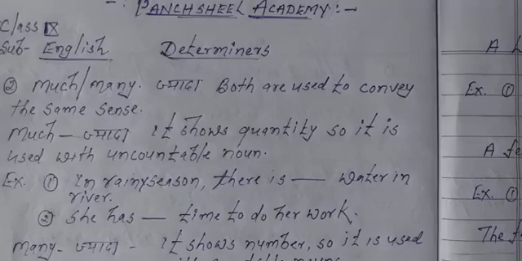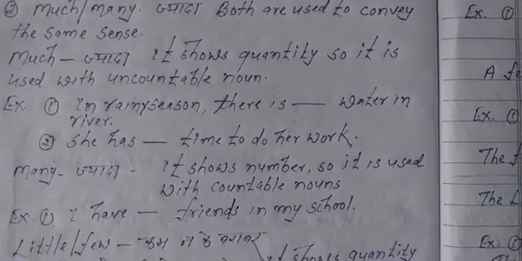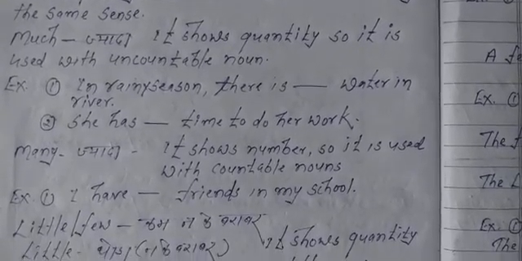Now time is also an uncountable noun. That's why if it is large in quantity, we will have to apply much here. Now see the use of many. Many denotes the same meaning, means more. It is also used for the same meaning, but it is applied with countable nouns, means it shows numbers, and that's why we will have to apply it with countable nouns.